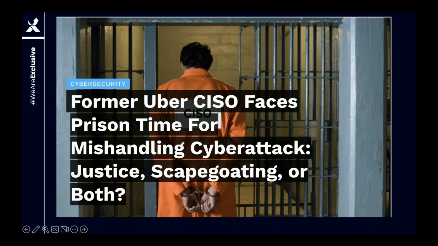This is a cool headliner. It's really in your face. There's a guy in prison. So what's the story about this? Well, it's interesting because this is about how a CISO handled the breach. And as you can see, he did that so well.